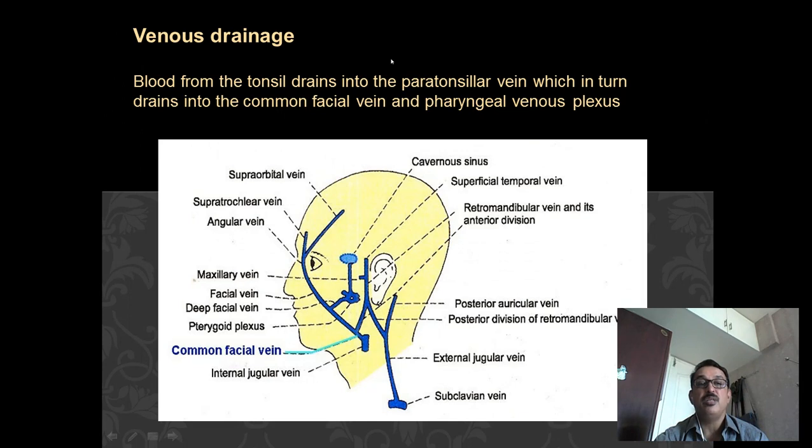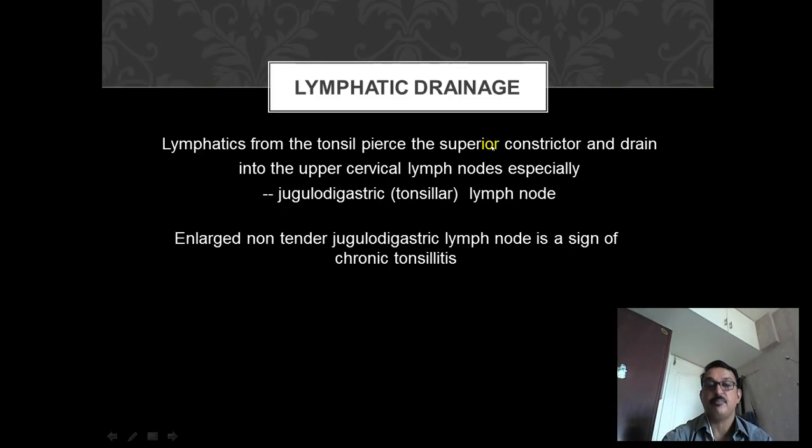And venous drainage: blood from the tonsil drains into the paratonsillar vein, which in turn drains into the common facial. This is the common facial, and also into the pharyngeal venous plexus. Lymphatic drainage: the lymphatics from the tonsil pierce the superior constrictor and drain into the upper cervical nodes, especially to the jugulo-digastric group of lymph nodes.